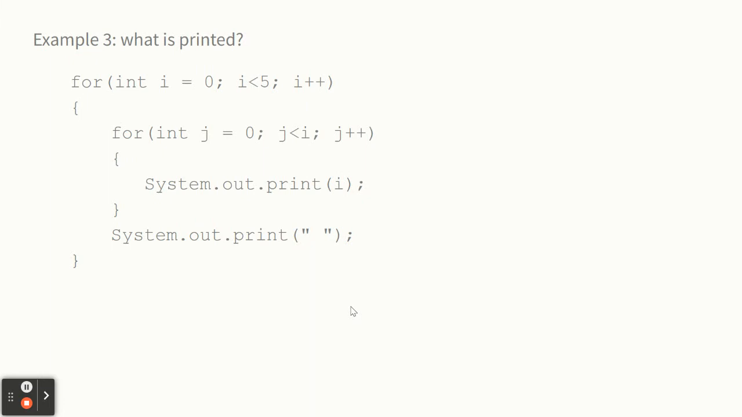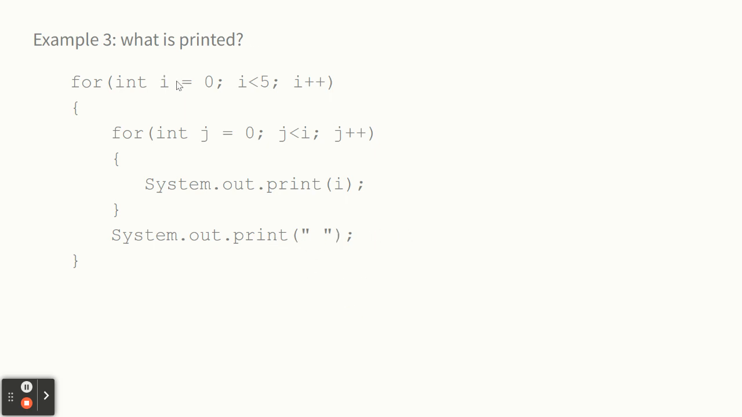Let's talk it through. When I is 0, we come in. It says, hey, J is 0, and we're going to do the inner loop as long as J is less than I. 0 is not less than 0, so it doesn't even run the first time. So then it's going to print a space. It's going to definitely print the space, and then it pops back up.